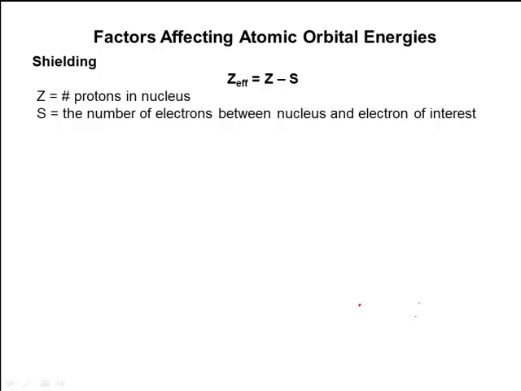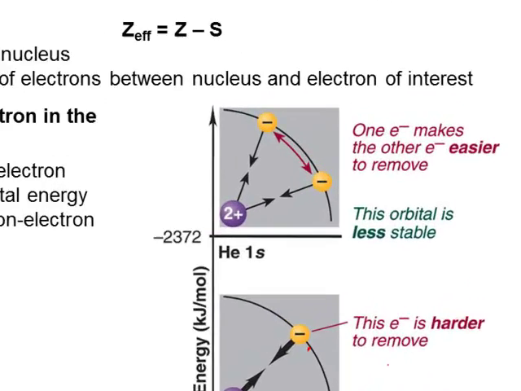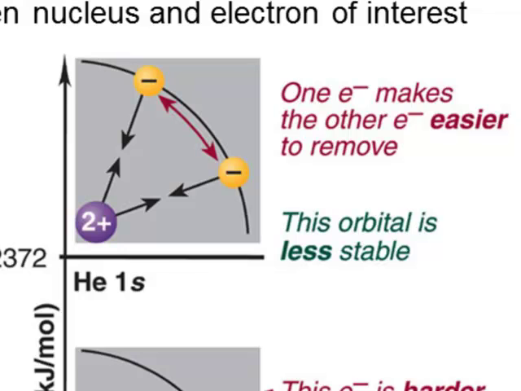Now another thing that we need to think about when we're thinking about the Z effective and the effects of electrons, we have to think about additional electrons in the same orbital. If we have an additional electron in the same orbital, that's going to raise the orbital energy because we're going to have electron-electron repulsion. So if I look at helium, I've got a +2 charge. I've got 2 electrons in the neutral atom of helium. So each one of those electrons feels a Z effective of +2.